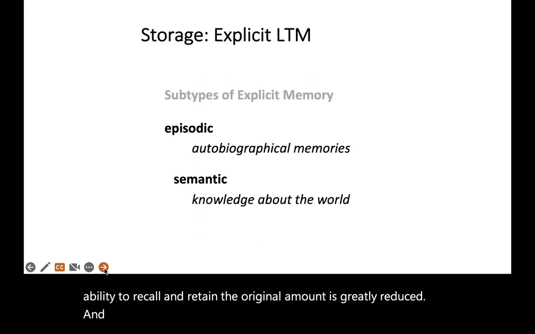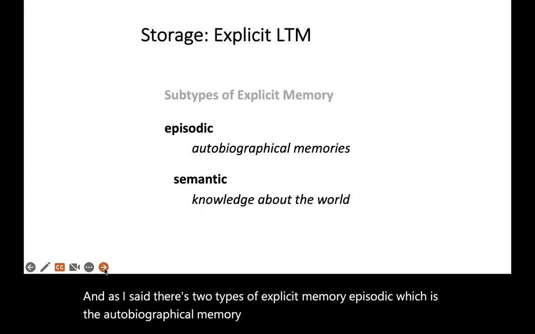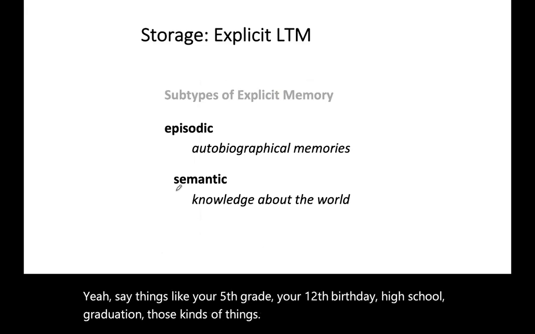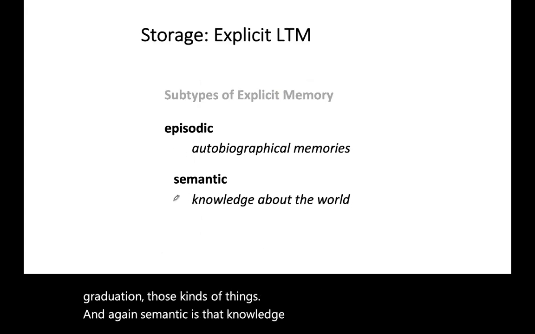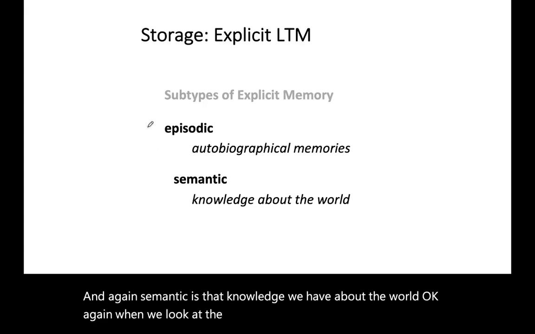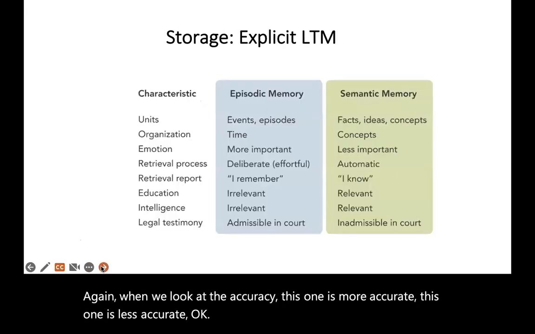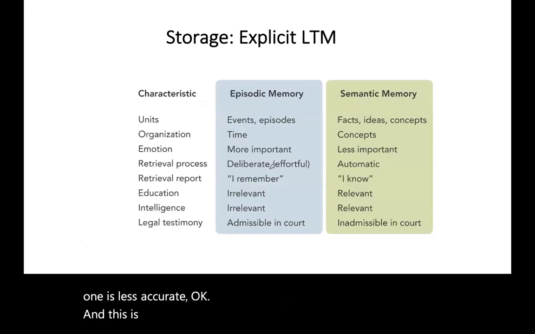And as I said, there are 2 types of explicit memory. Episodic, which is the autobiographical memory, remembering, say, things like your 5th grade, your 12th birthday, high school graduation, those kinds of things. And again, semantic is that knowledge we have about the world, okay? Again, when we look at the accuracy, this one is more accurate, this one is less accurate, okay? And this is just kind of an example of a difference between the two.